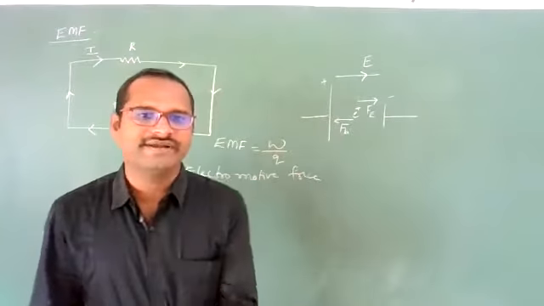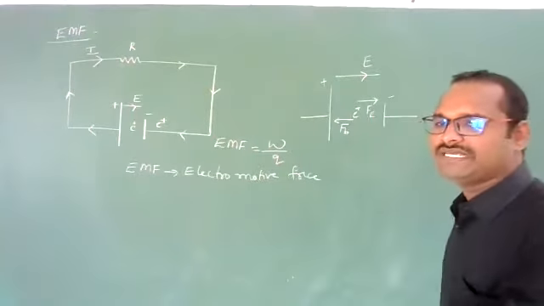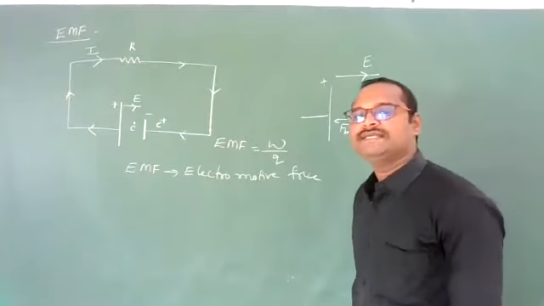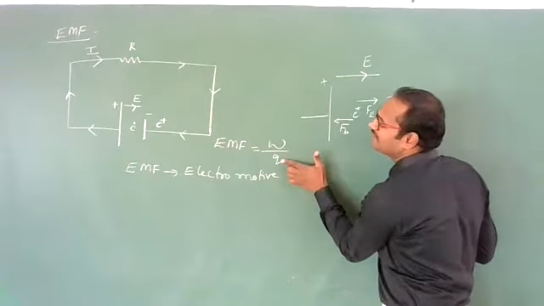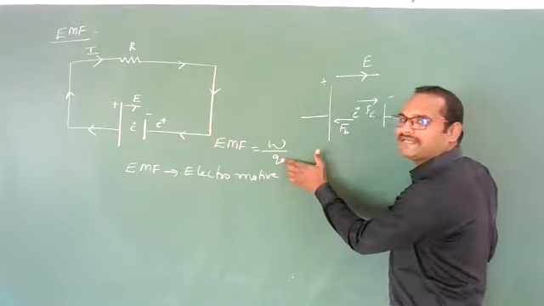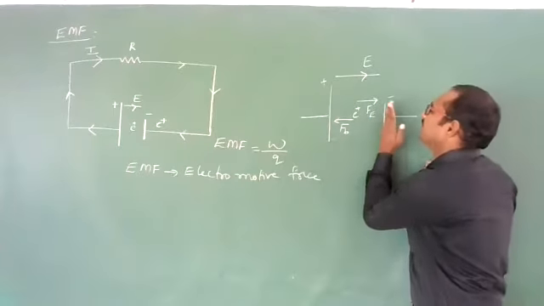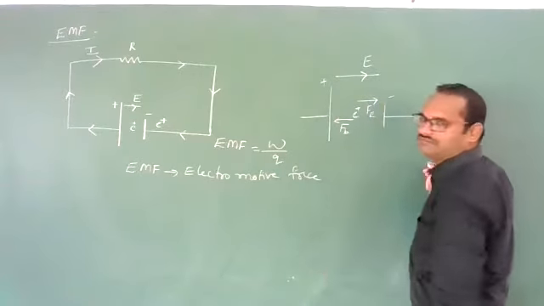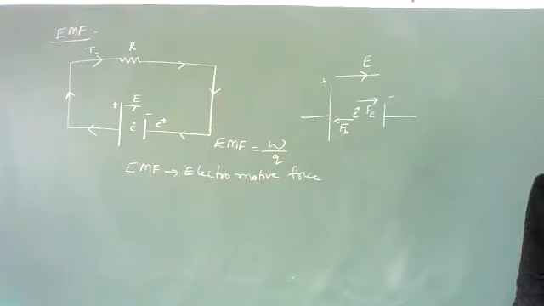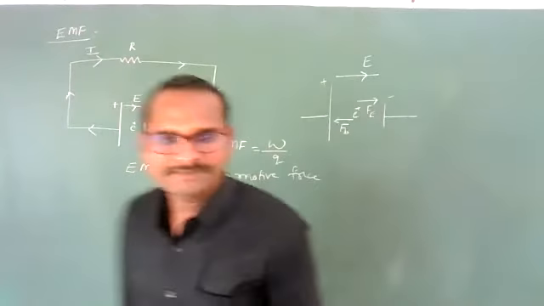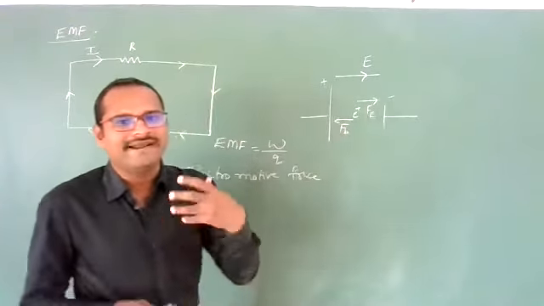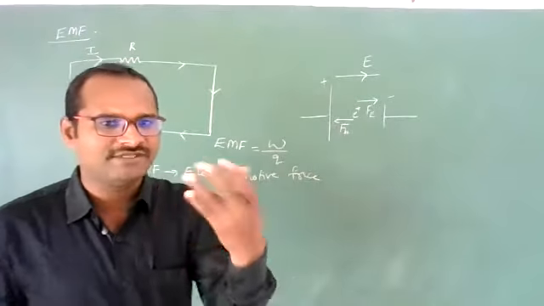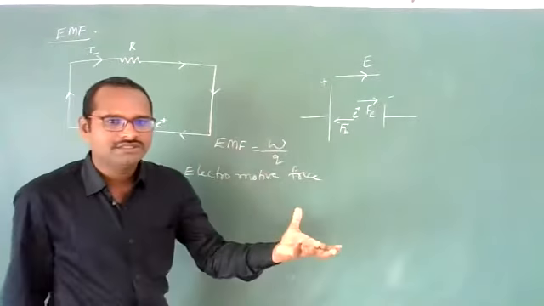Friends, they may ask you to define electromotive force. Define EMF. So what is EMF? EMF is the work done per unit charge by a battery in moving it from the negative terminal to the positive terminal. Means as it is moving from the negative terminal to the positive terminal, this battery is doing some work. The battery is performing some work on the charge particle.